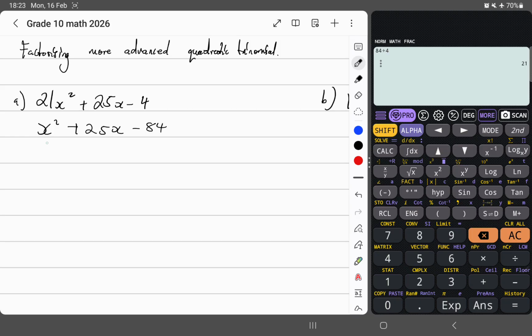Therefore, it means I'm going to have x minus 4, a 4 and a 21. Were we supposed to have a negative 4? I think it was supposed to be positive here. Yes, it was supposed to be positive. And I'm going to have x minus 21. This is what I'm going to have.